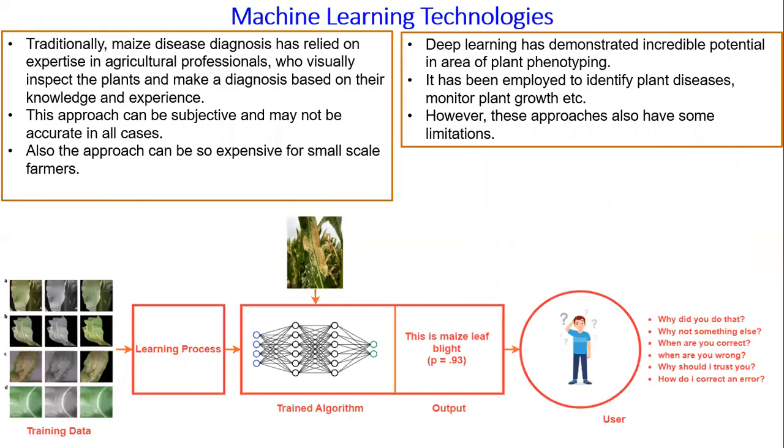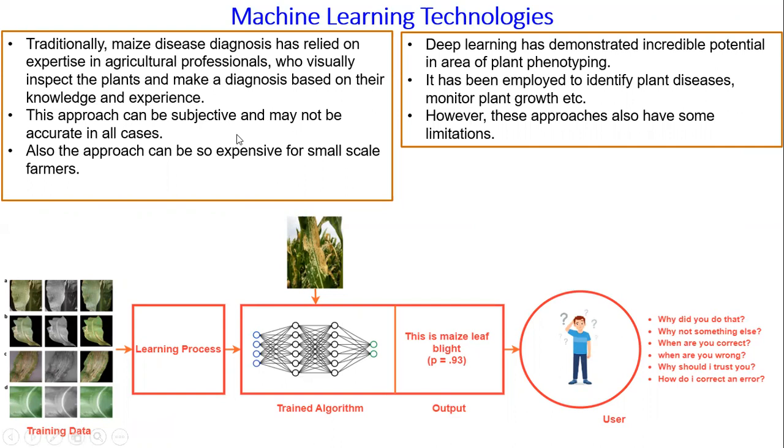Traditionally, maize disease diagnosis has relied on expertise in agricultural professions, where farmers have to get agricultural experts, who are difficult to find, and take them to the farm. They carry out their tests on the crops. They try to make the diagnosis based on their knowledge and experiments. This approach is not only complex, but it is subjective.